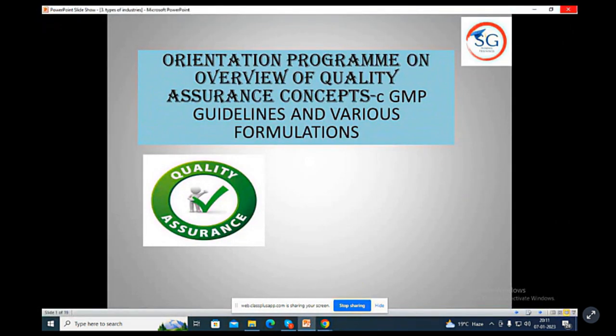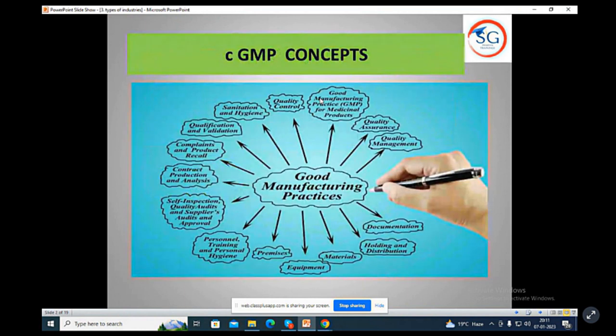Today, we will discuss in detail regarding other cGMP guidelines. cGMP means current GMP guidelines, and we will also discuss the process flow of various formulations in the industry. Coming to the cGMP concepts, so what is GMP? GMP is nothing but good manufacturing practices.